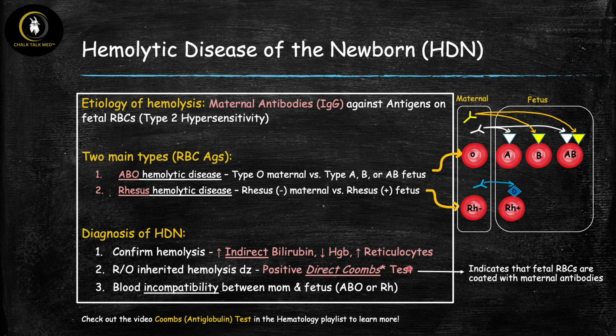And the way you're going to be able to tell the difference is by a positive direct Coombs test. A positive direct Coombs test tells you that those fetal red blood cells do in fact have maternal antibodies coated on their surface. Therefore, it is consistent with hemolytic disease of the newborn. This test would not be positive in those inherited mutation conditions such as sickle cell, hereditary spherocytosis, etc. And I have a separate video talking about the Coombs test that's in the hematology playlist, so you can check out that video to learn more about the direct versus indirect Coombs test. And finally, the last step is just to confirm there should be a blood mismatch between mom and fetus that's causing this problem. So either there should be an ABO or Rh mismatch between mom and fetus that's generating the creation of these antibodies.